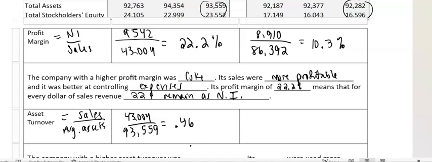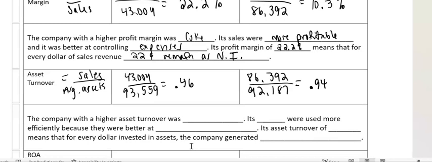Pepsi has sales of 86,392, much higher than Coke. But assets are about the same. Average total assets 92,187. And this works out to, and while we could say 94%, typically we would say 0.94. And our interpretation here, the company with a higher asset turnover clearly is Pepsi.